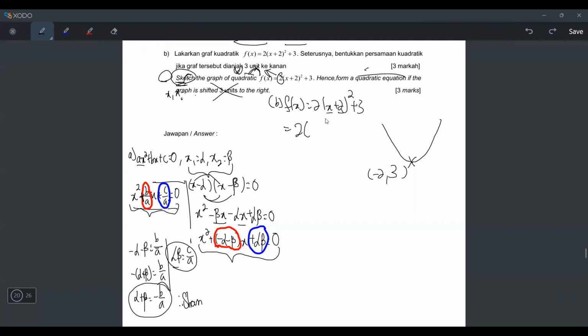So 2, okay, expand. Front square, x squared. Front times back, times 2. 2x times 2, 4x. And then 2 squared is 4, close bracket, plus 3. So you will end up with 2x squared plus 8x. 2 times 4 is 8, 8 plus 3 is 11.